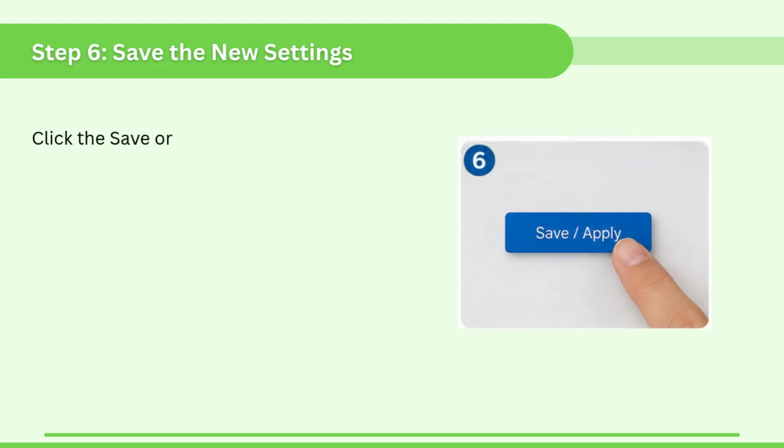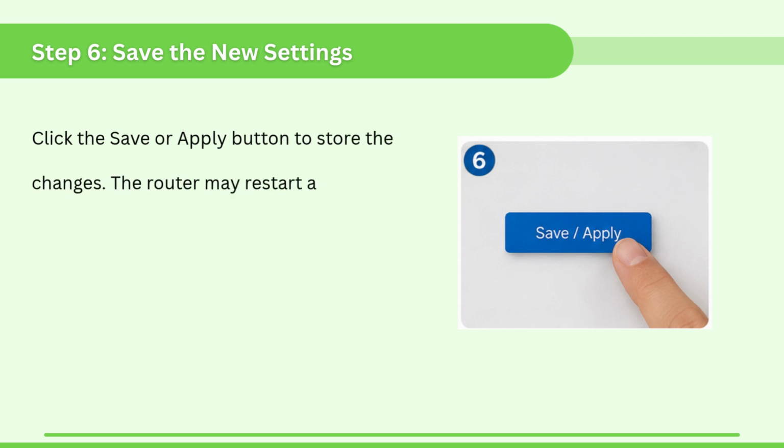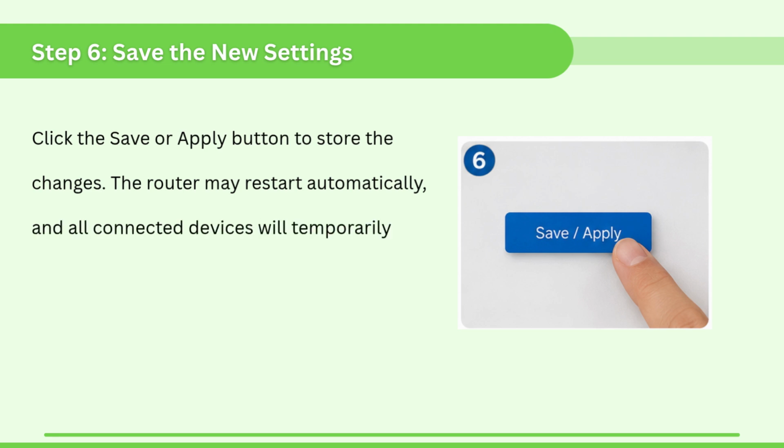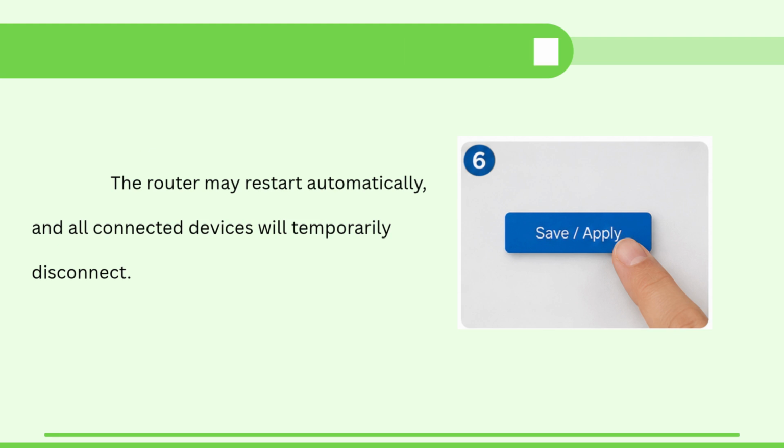Step 6. Save the new settings. Click the Save or Apply button to store the changes. The router may restart automatically, and all connected devices will temporarily disconnect.